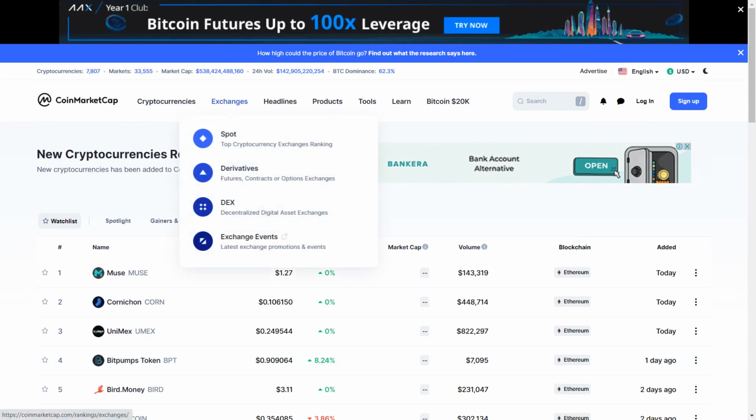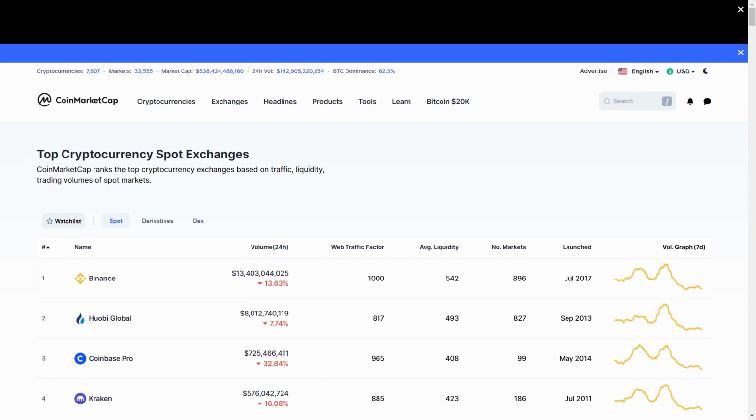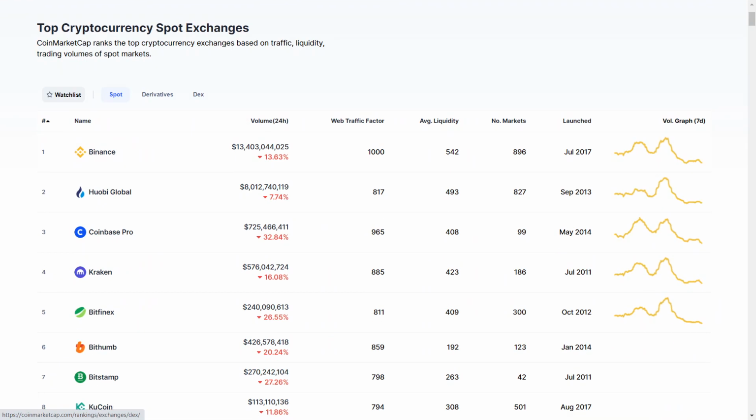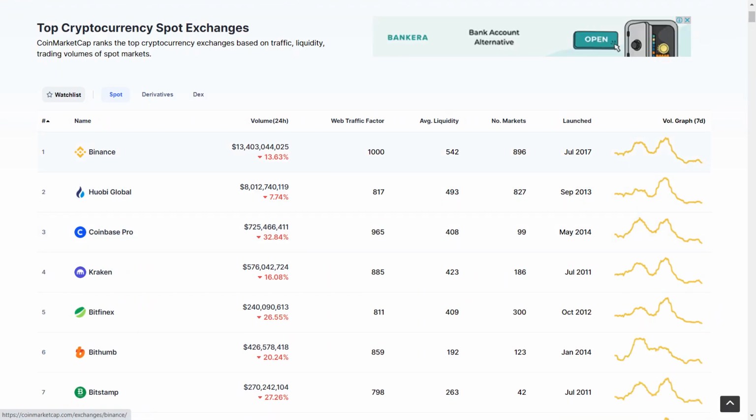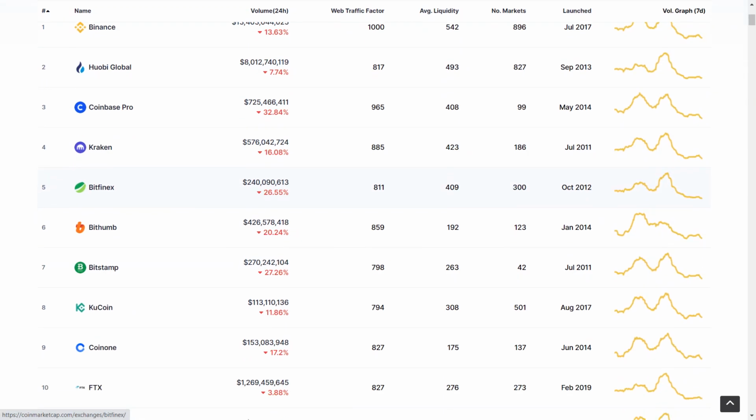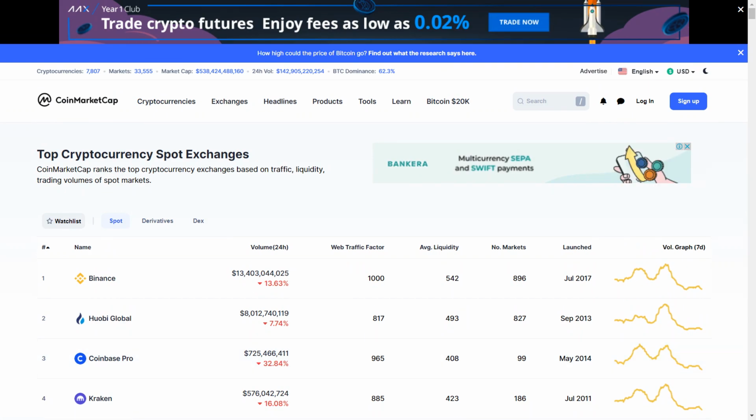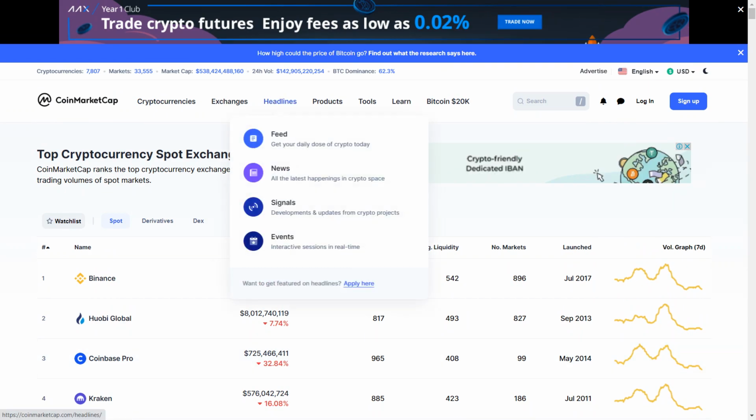Let's see. We are waiting for upload. Here, Binance platform, Coinbase, Kraken, Bitfinex, KuCoin, and others. Let's go to the headlines. Here you can find the news, events, and some informational data about cryptocurrency.